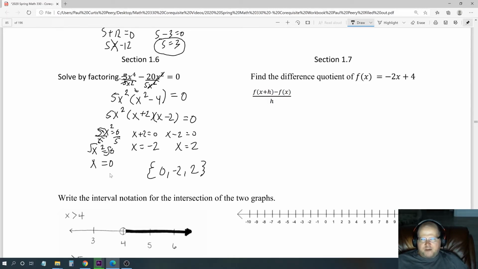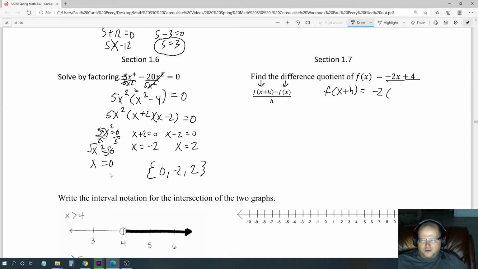That's okay. Find the difference quotient of f of x is equal to negative 2x plus 4. Okay, now this is basically what it says. Where it has the f of x there, we are going to be plugging in negative 2x plus 4. But here's the one we don't know, which is f of x plus h. Well, we can figure that out. What is f of x plus h?